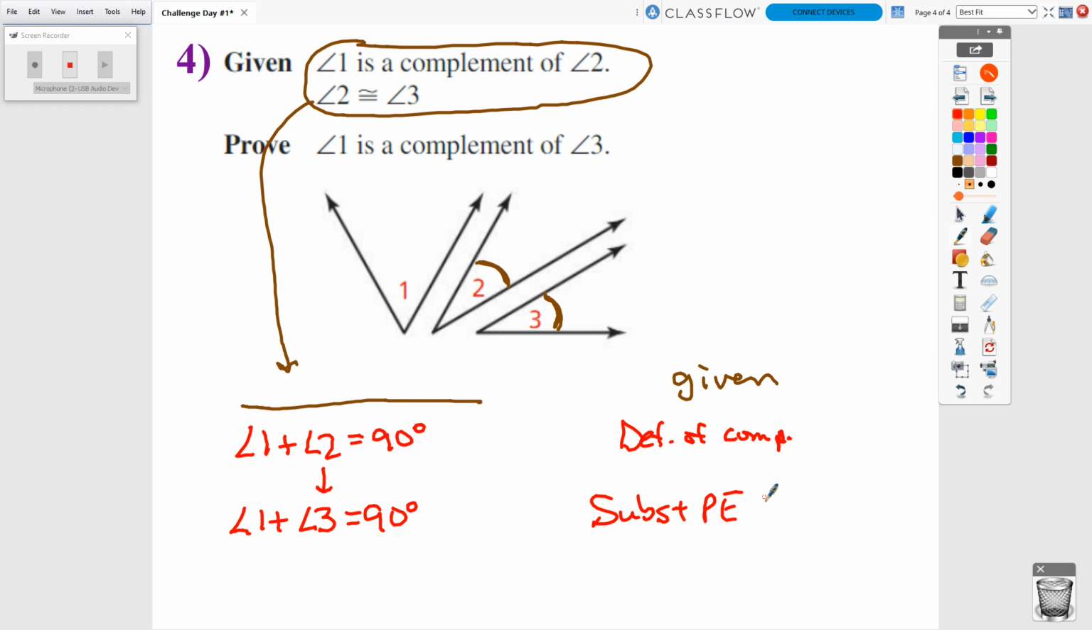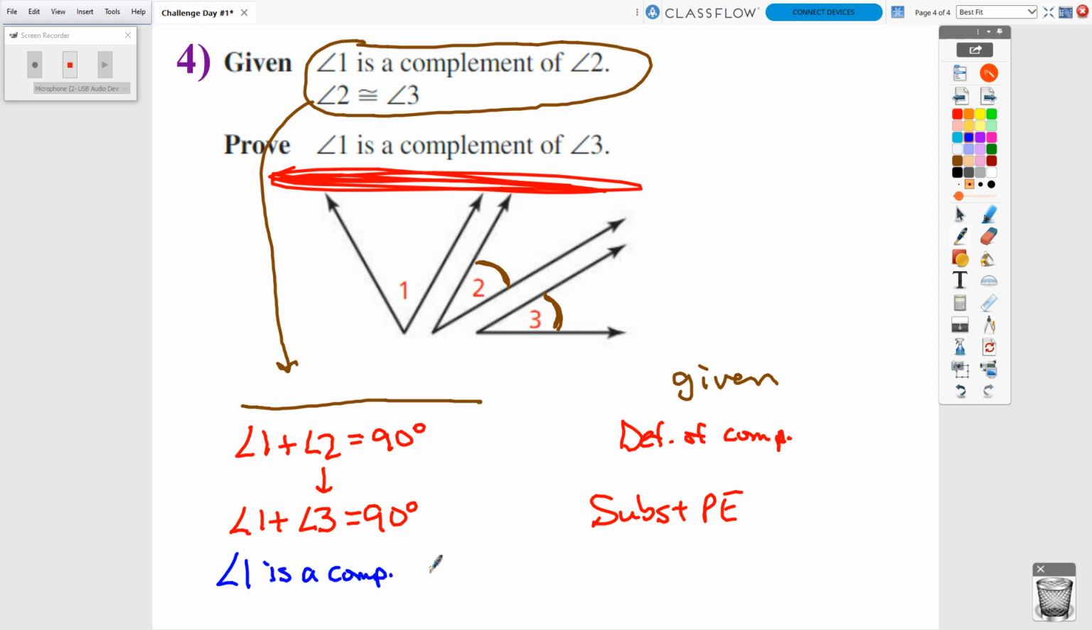Now again, this is where people might stop and go, hey, done, we've shown that they're complementary, they add up to be 90, but literally whatever the proof statement says, that needs to be the last line. So this is that little baby step we've got to kick in here. We see the word complement being used here, right? So now we just need to go ahead and say, angle 1 is a complement of angle 3, aka angle 1 and angle 3 are complementary. I would be okay with that still.